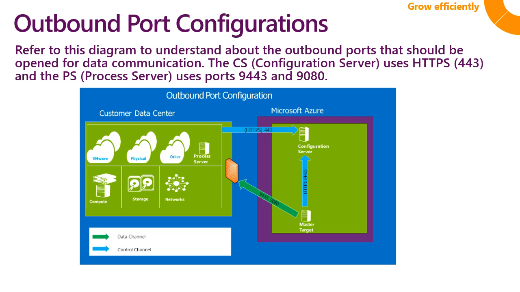For the outbound port configurations, what we can see here is that the configuration server uses just good old HTTPS, so it uses port 443, but the process server uses port 9443 and 9080. What you need to do is make sure that this is traffic that you are allowing out of the router in your customer organization, so these things can actually continue to proceed.